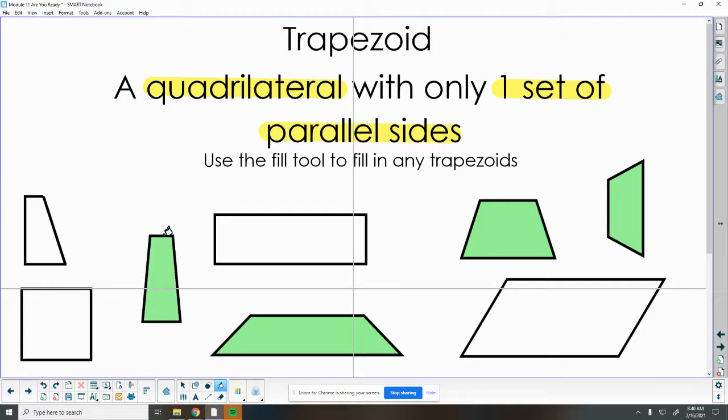Here's another trapezoid. The top and the bottom are parallel. These sides here are going to crisscross. And here is a trapezoid. The top and the bottom are parallel, and the sides will crisscross. So there's lots of different things that a trapezoid can look like. You just need to know it has one set of parallel sides.